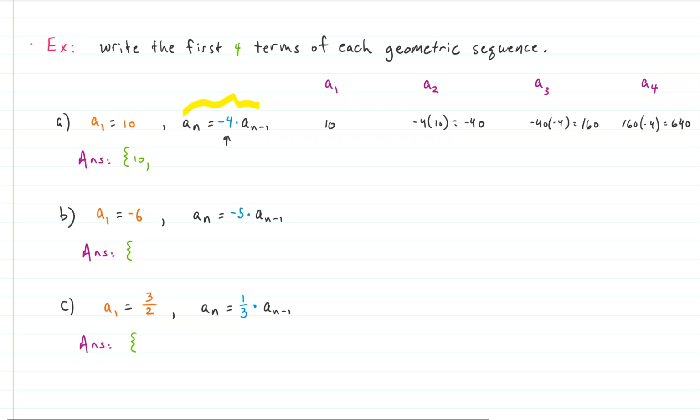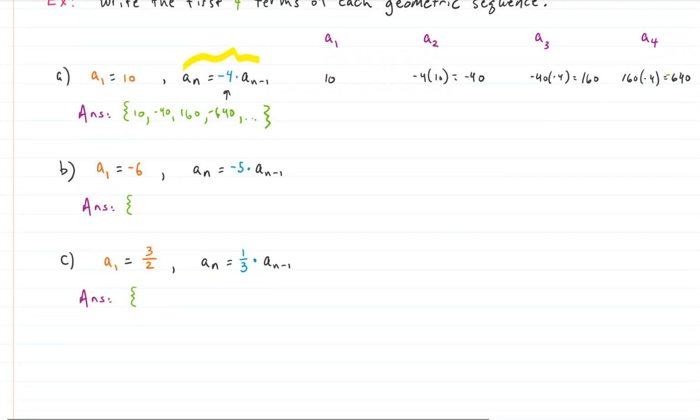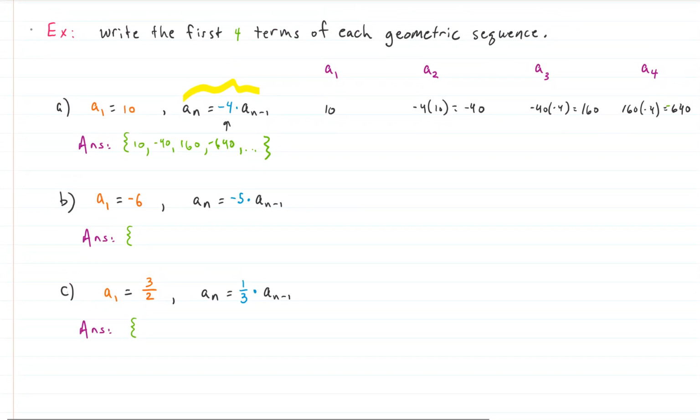So I can write down the first 4 terms here: 10, negative 40, 160, and negative 640. We can't forget that negative in there. There's a negative. You just can't see it. All right, and of course there are more terms, but we are not writing them. We're just writing the first 4.